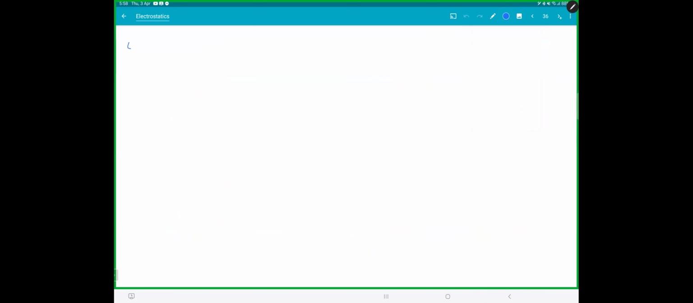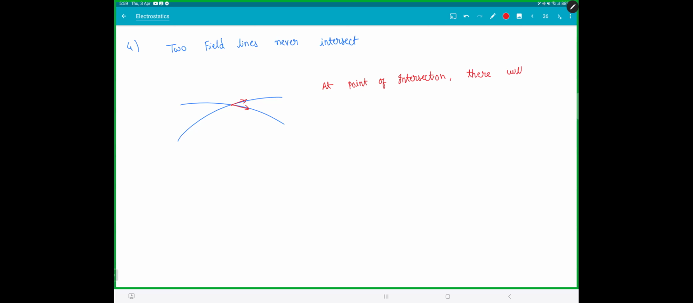Next one. Two field lines never intersect. Why? Because just now we defined the direction of the field as tangential. And if you have two field lines intersecting, then you have two tangents at the point of intersection. That means you're saying there are two directions of field. You can't be looking at right and left at the same time. So at the point of intersection, there will be two directions of field. Not possible.